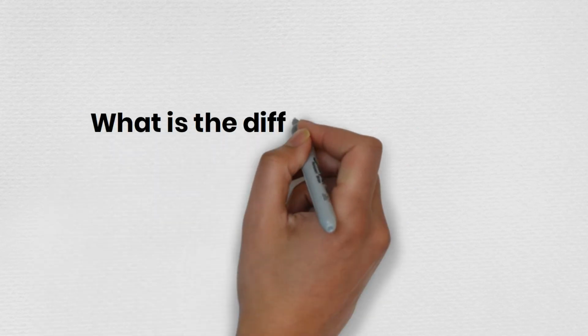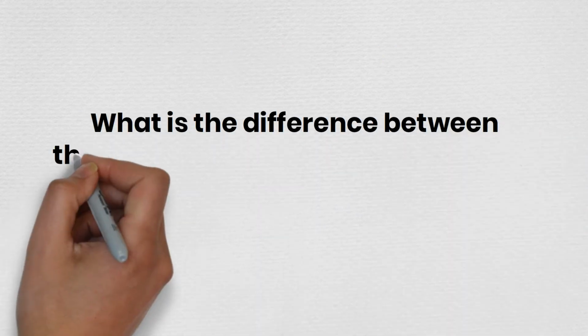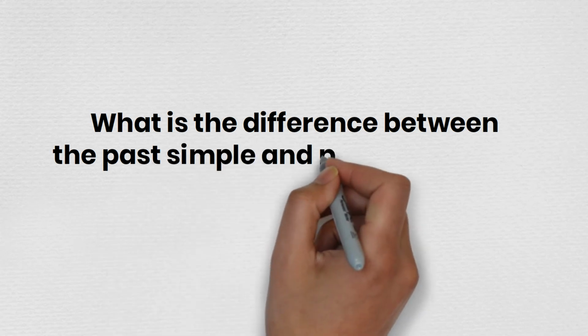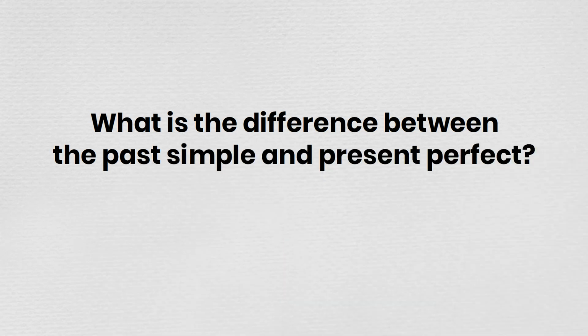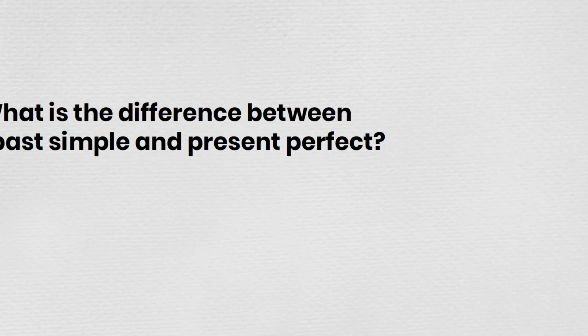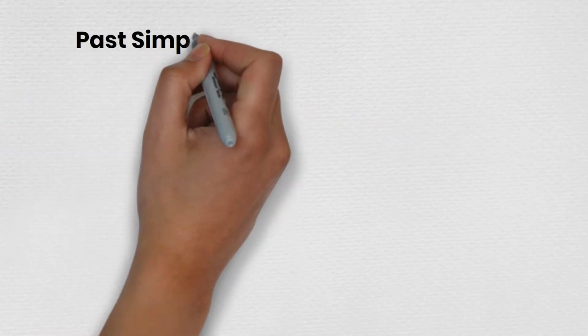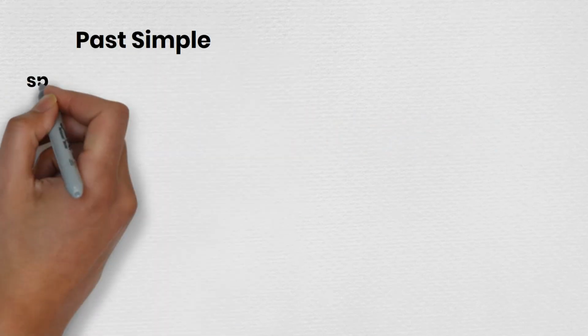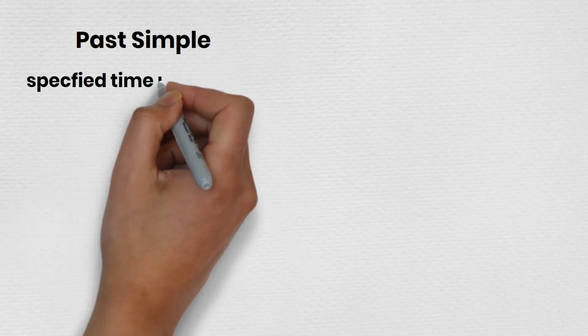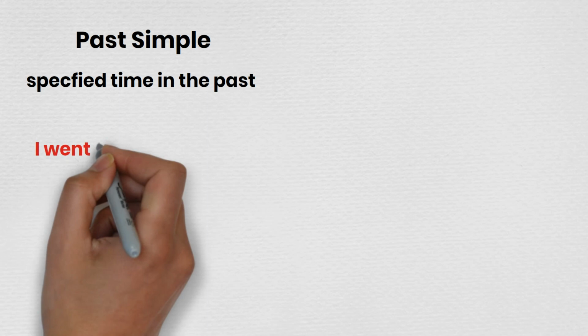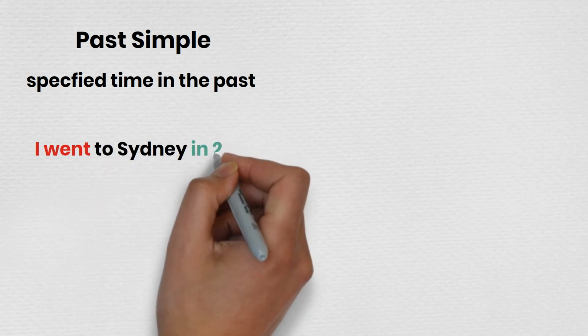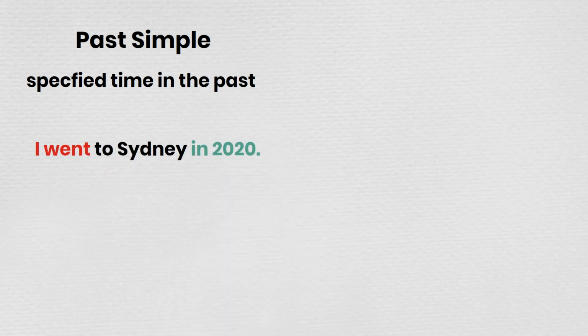What is the difference between the past simple and present perfect? We use the past simple for something that has happened at a specified time in the past. I went to Sydney in 2020.